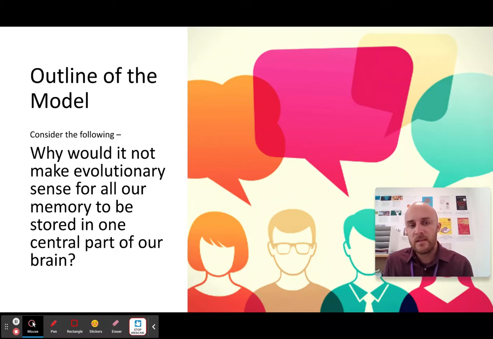So consider the following question. We're starting to look at memory. Memory is this really, really complex thing. It's a little bit dry in places. It's not the sexiest topic that we look at. But consider this question: why would it not make evolutionary sense for all of our memory to be stored in one part of our brain? And by extension, why does it make more sense to have multiple stores of memory in different locations in the brain? I think the answer is quite obvious here.